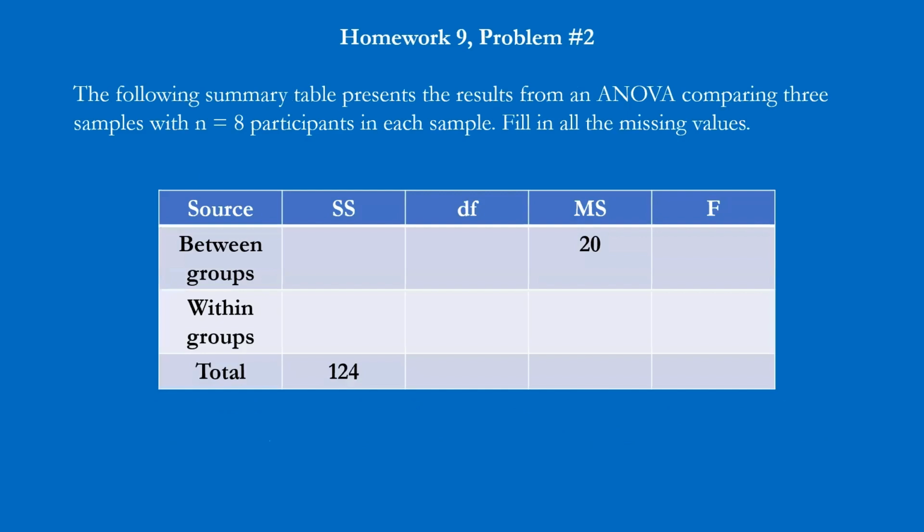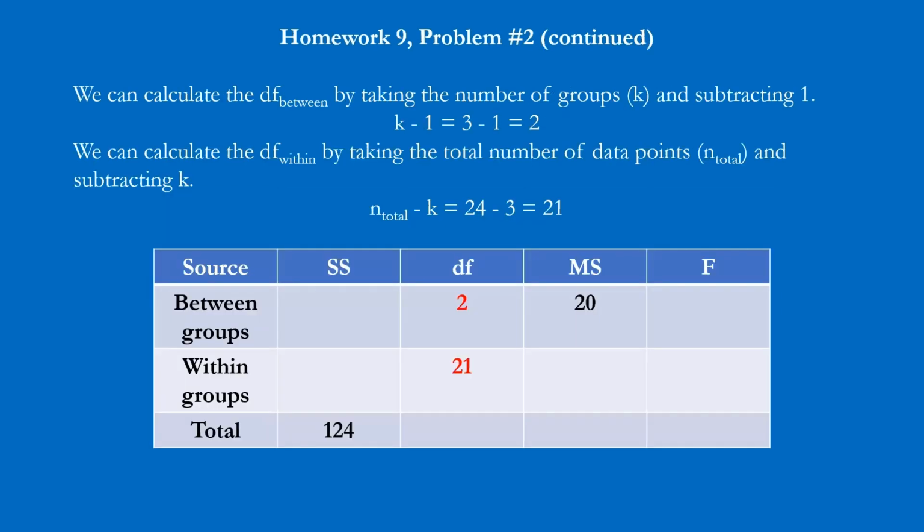And here, homework 9, problem 2, we would need to fill in this table. We have some given information. We're given the MS of 20 and the SS of 124, the sum of squares total. We're also given the number of participants in each group and the total number of groups. We determine the dfs from that data, so we can come up with the dfs of 2 and 21.